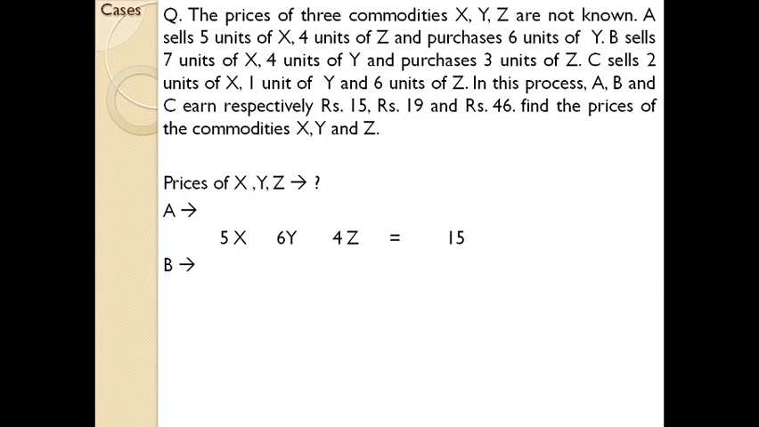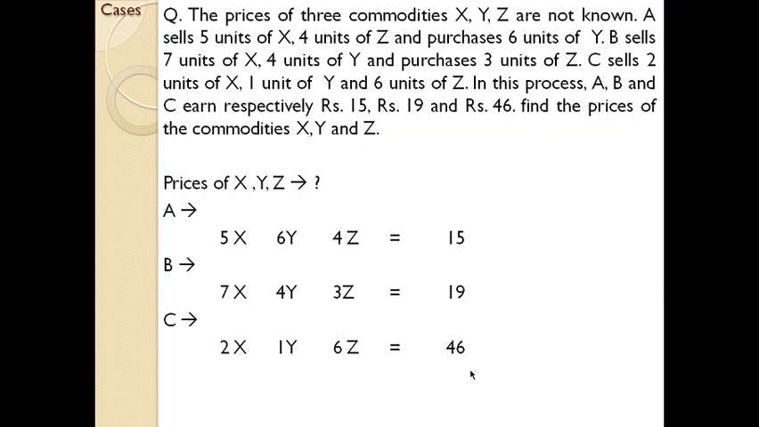So let us write out the details or actions of B. B sells 7 units of X, so let it be 7x, and 4 units of Y, so let it be 4y, and 3 units of Z, let it be 3z. In the end it is said that B has earned a profit or income of rupees 19. So let it be 19. Regarding C, C sells 2 units of X, so let it be 2x, 1 unit of Y, so 1y or y, and 6 units of Z, 6z. Finally he also earned a profit or income of rupees 46.